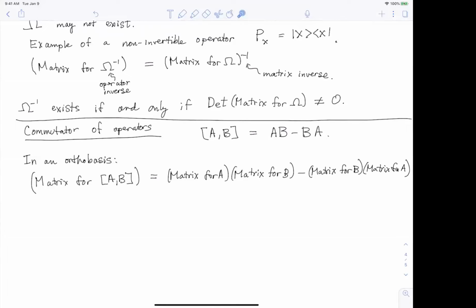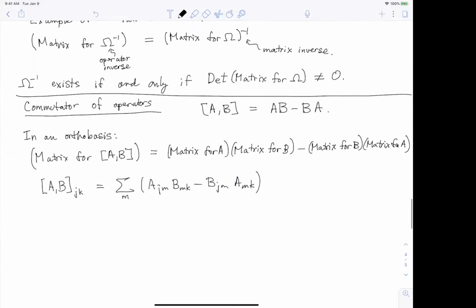So in this case, let me just be more specific here. If I take the commutator of A and B in an orthonormal basis and ask for its matrix elements, J and K, that's the same thing as the sum over M, where each of these indices is labeling an orthonormal basis element, of A_JM B_MK minus B_JM A_MK. So it's exactly the same thing. That's the standard formula for matrix multiplication.